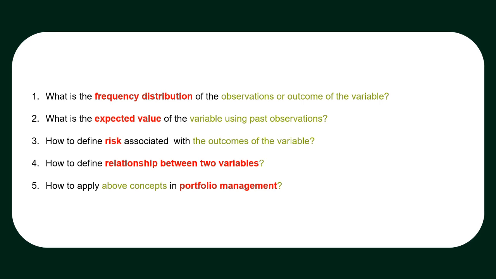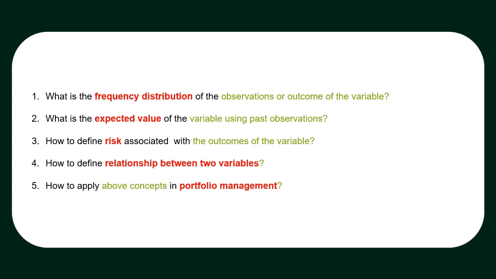The first question is, what is the frequency distribution of the observations or outcome of the variable? The second question is, what is the expected value of the variable using past observations? The third question is, how to define risk associated with the outcome of the variables? The fourth question is, how to define relationship between two variables? And the last question is, how to apply above concepts in portfolio management?